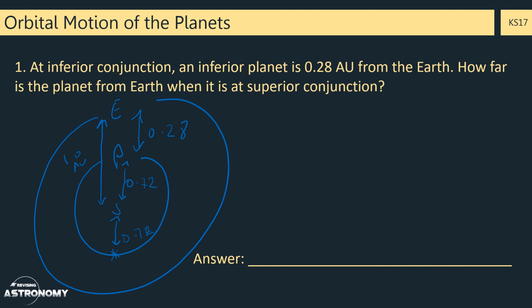So when the planet is at superior conjunction, it's going to be this distance here from the Earth to the Sun, which is 1, plus the distance from the Sun to the planet, which is 0.72. And doing 1 plus 0.72 gives us 1.72 astronomical units.